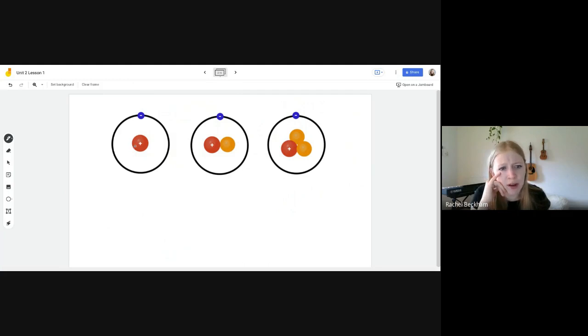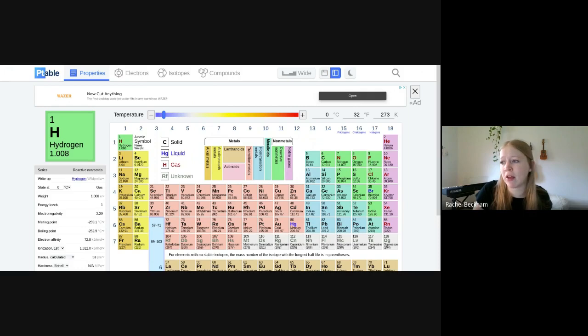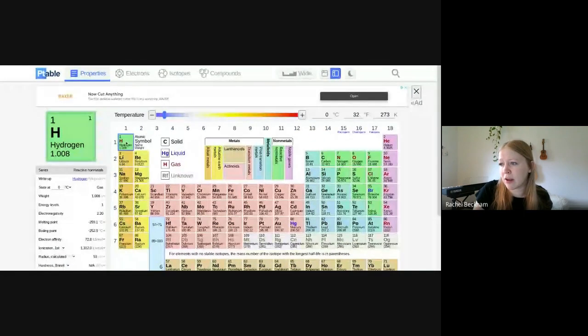The red that you see, the reddish one, is the proton, and the orange circle that you see is the neutron, and the blue that you see is the electron. So when we look at this picture right here, we can actually figure out a lot of information. You can see that it has one proton, right? And remember, the number of protons tells you the atomic number. And so if it has one proton, I can go over to a periodic table and look at whichever element has one proton. Well, that's going to be hydrogen.